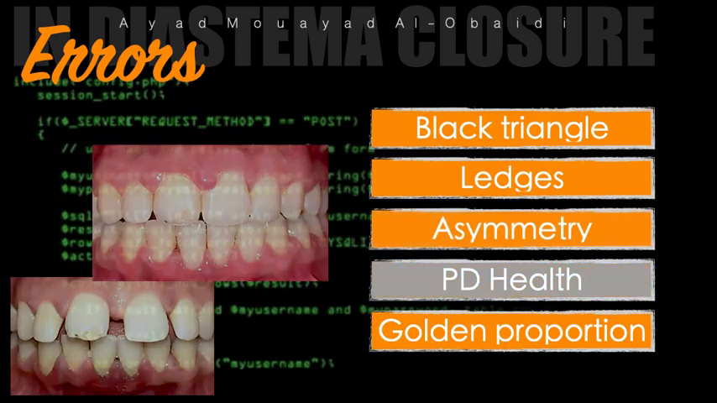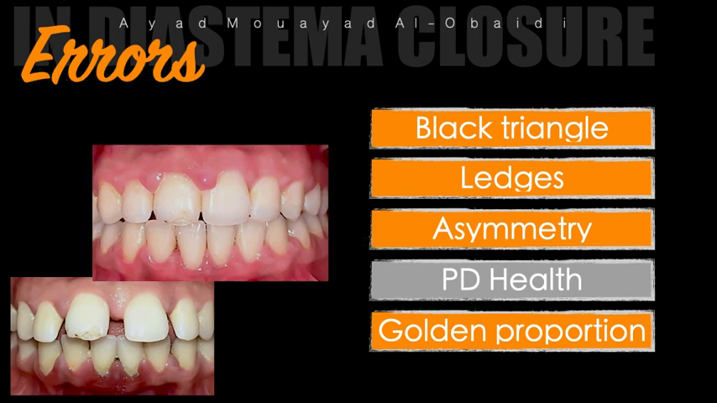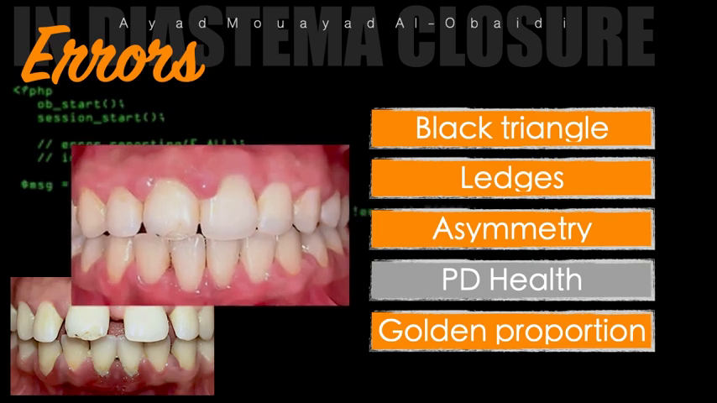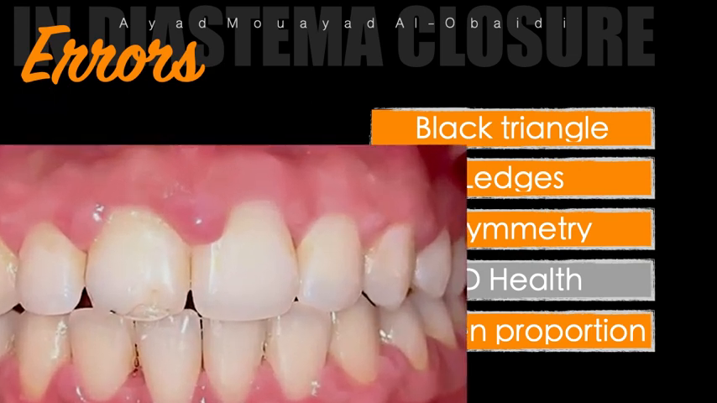As you know, the periodontal health is regarded as a mirror reflecting the quality of clinical work. So if we press the composite subgingivally with rough surface, we will end with swollen or chronic inflammation in the gingiva.